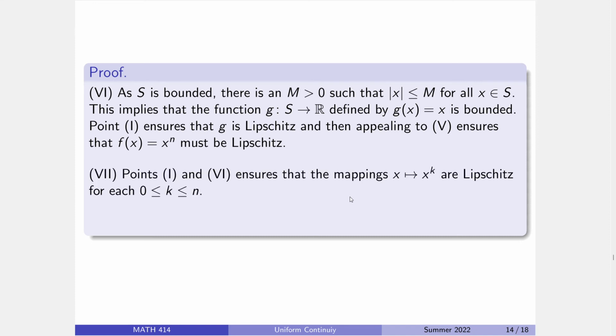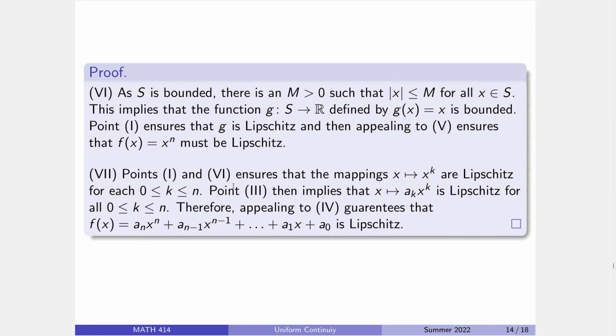Right, and then the proof that every polynomial is Lipschitz on a bounded domain, well, note that x to the k, where k runs from 0 to n, is guaranteed to be Lipschitz by point 1 and point 6. Scaling any Lipschitz function is Lipschitz, and then adding up Lipschitz functions remains Lipschitz, and so there we go. Beautiful. All right. So, there we go. We have now demonstrated a nice collection of functions that have the Lipschitz property. We've discussed that Lipschitz functions behave nicely with scaling, adding, and multiplication.